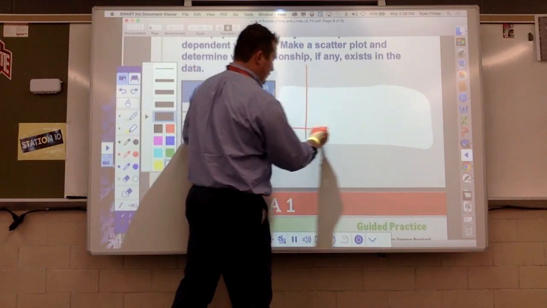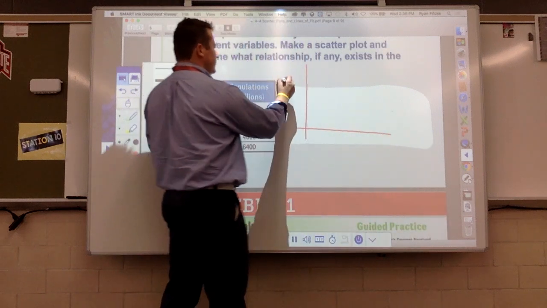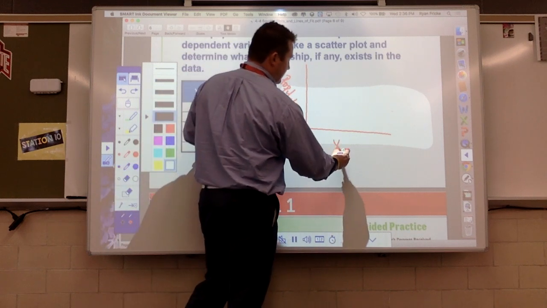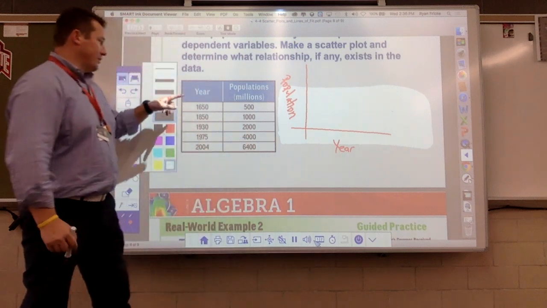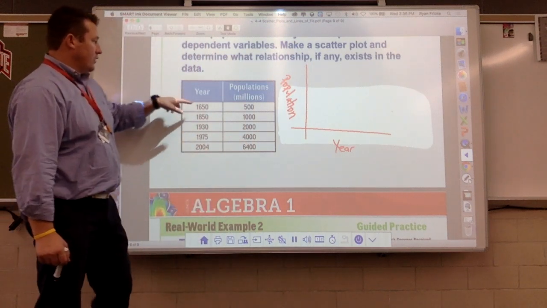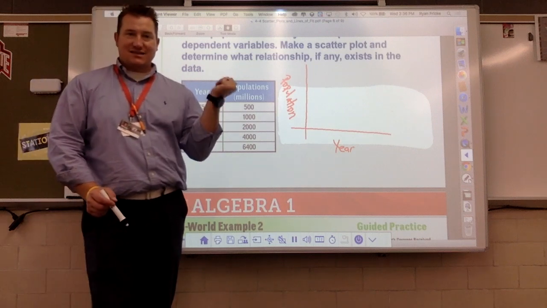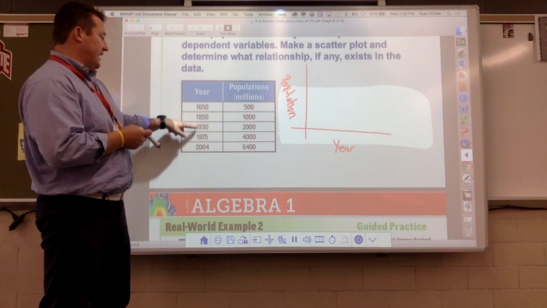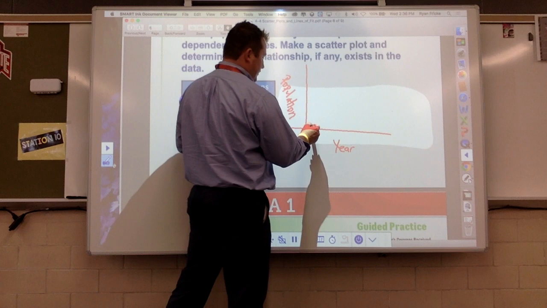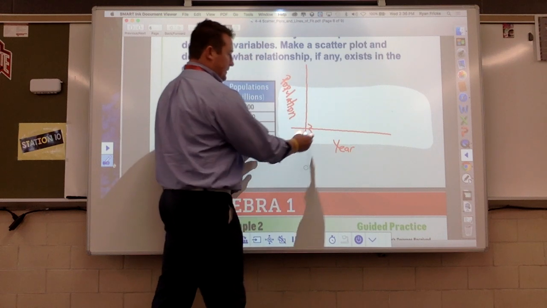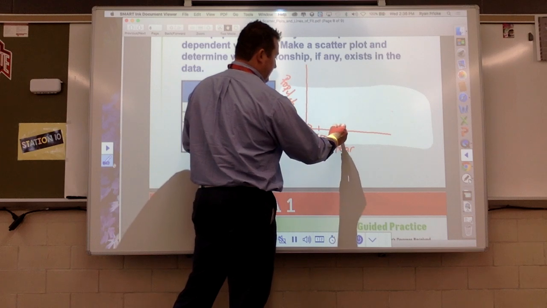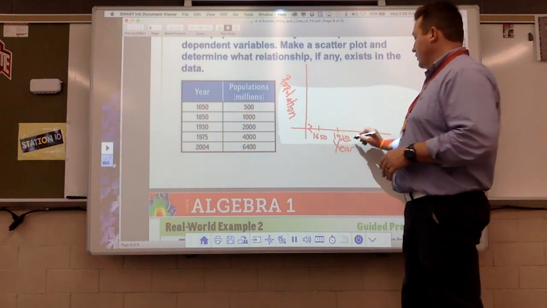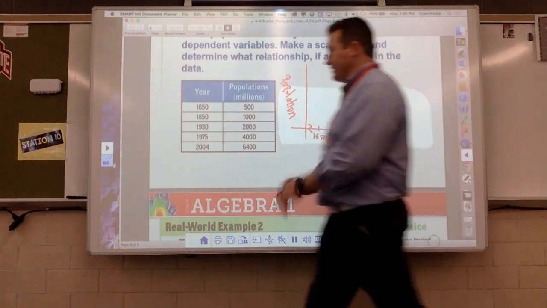Again, I'm only concerned with quadrant 1, right? This is population, and this is year, okay? So remember, there you go. 1, 2, 3, 4, 5. I should have 5 dots on my scatter plot here, okay? Look, I don't really care how you do this, right? Here's 1650, and here's 1950, right? I'm sorry, that should be an 18. Oh, no. 1850.